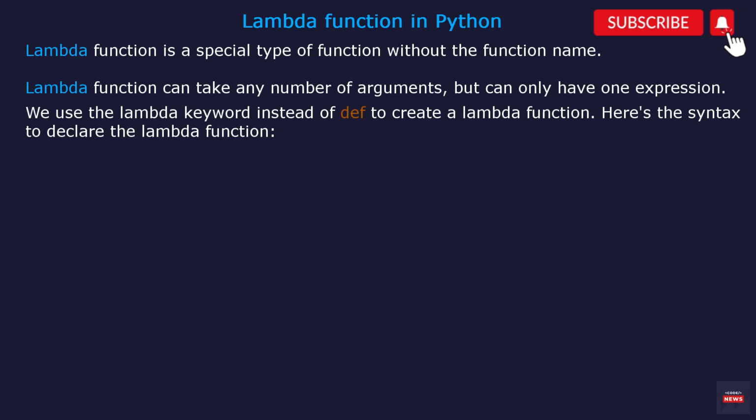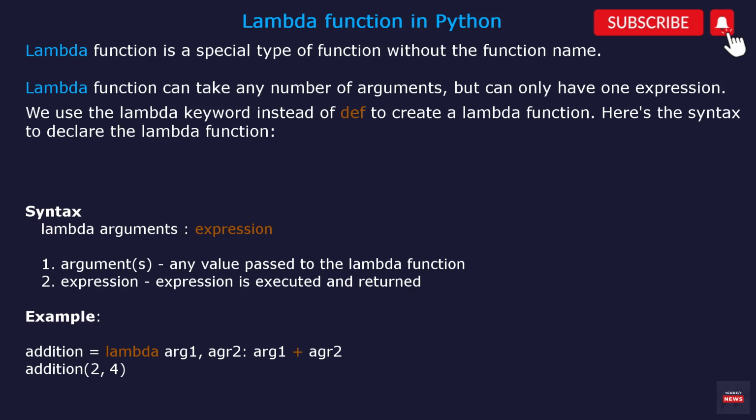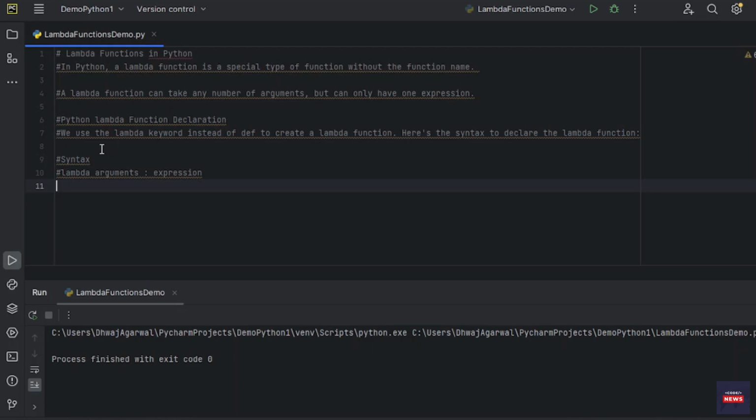Guys, in this video, we will be learning Lambda functions in Python. In Python, a Lambda function is a special type of function without the function name. A Lambda function can take any number of arguments but can only have one expression. We use the lambda keyword instead of def to create a Lambda function.